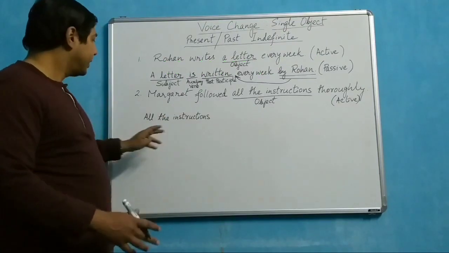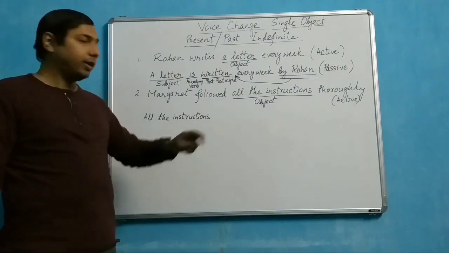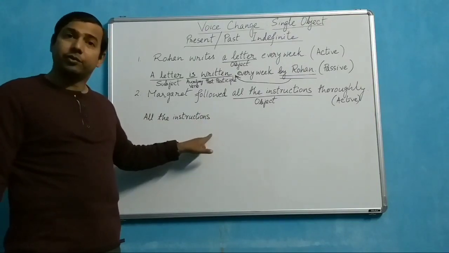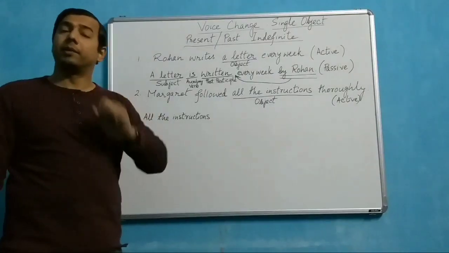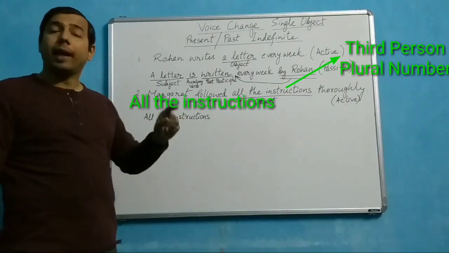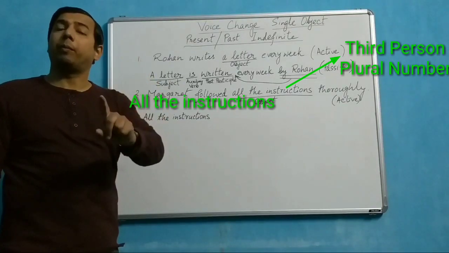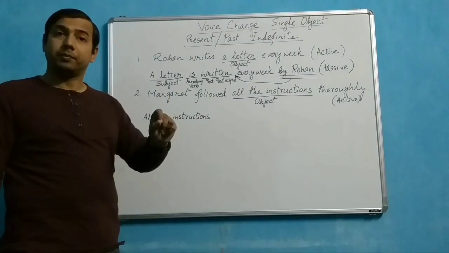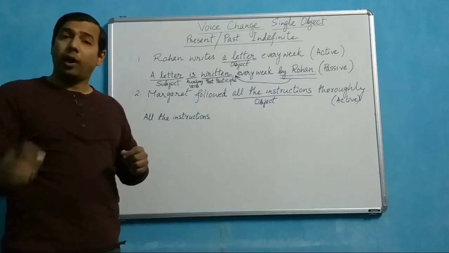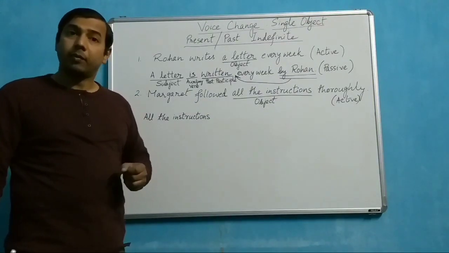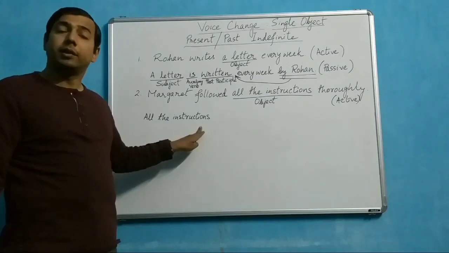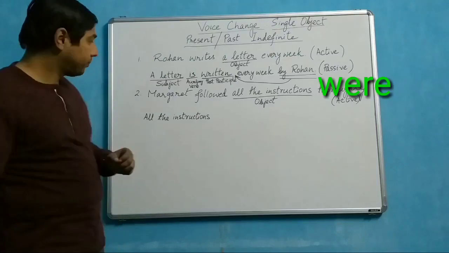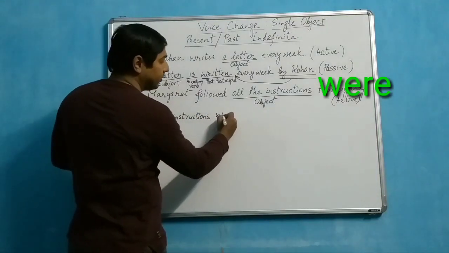Now let's look at this sentence. Here the subject now, all the instructions, is third person but plural number. It is not singular, so we cannot use a singular be verb in the past tense here. So a plural be verb. We have two options, was, were. For the plural subject, third person plural, we need the plural one, that is were. All the instructions were.